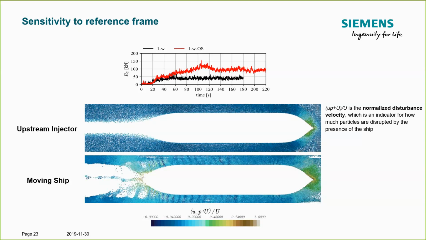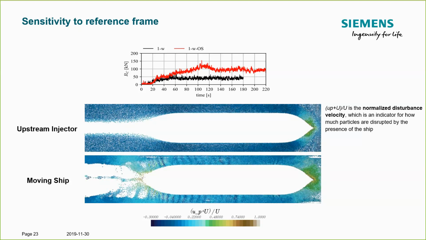The particles themselves will take a characteristic velocity. If you combine that and normalize it by the actual ship speed, that is an indicator for how much the particles are disrupted by the presence of the ship. So for the moving ship situation, we can come up with a common denominator for the comparison, to study how much the particles will be disrupted and accelerated, or how they will behave in their dynamics as the ship is plowing through the field of ice.